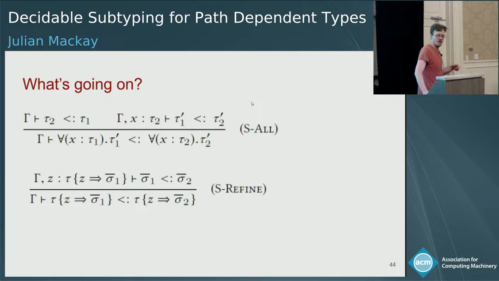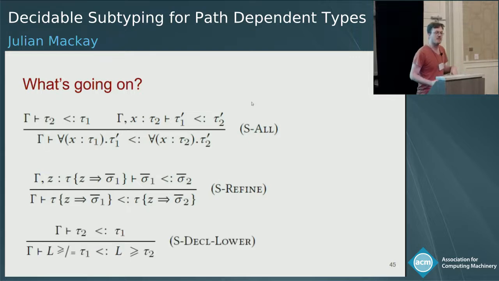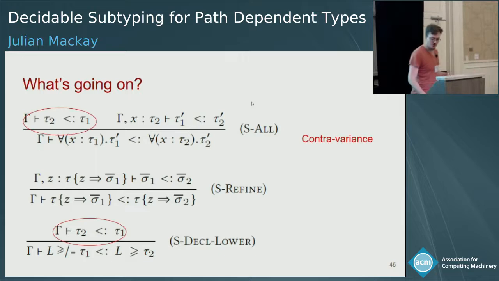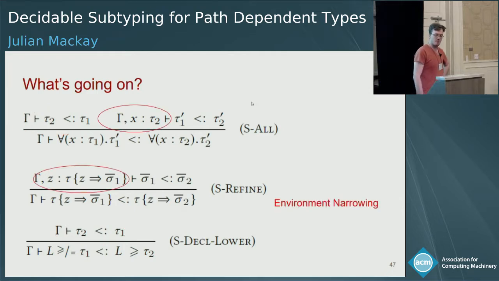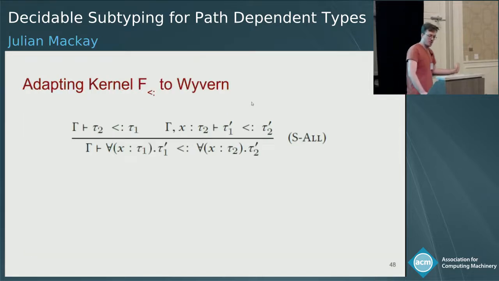We have S-refine, which, in Wyvern, is our subtyping for these recursive object types, and S-decl-lower, which is subtyping for lower bounds. So we have contravariance over here in the parameter types of our S-all, and on the lower bounds of S-decl-lower. Along with that, we also have environment narrowing in our recursive object types and in the subtyping of our return types. I'll get a bit more into environment narrowing later, but let's get something out of the way.